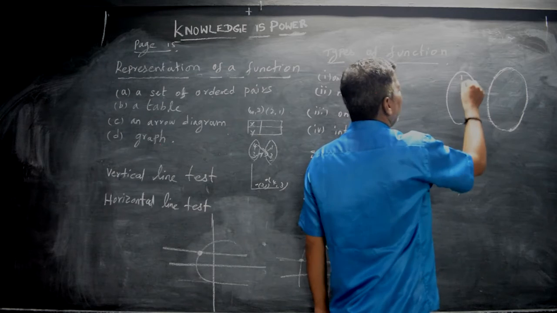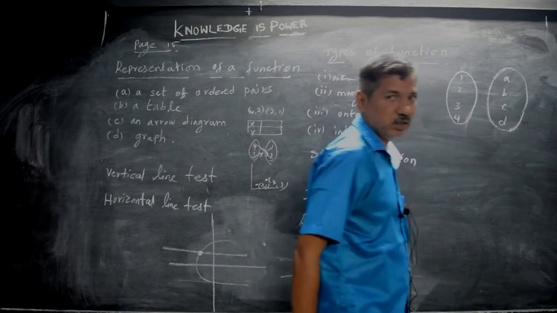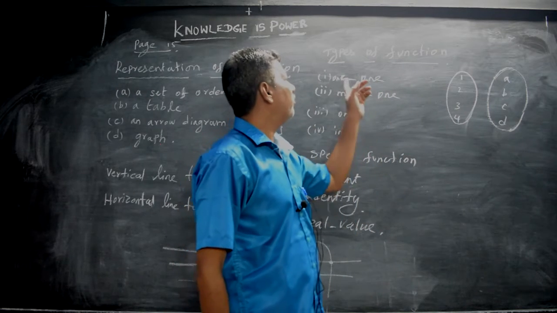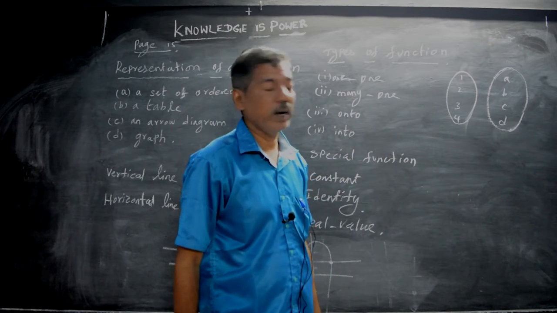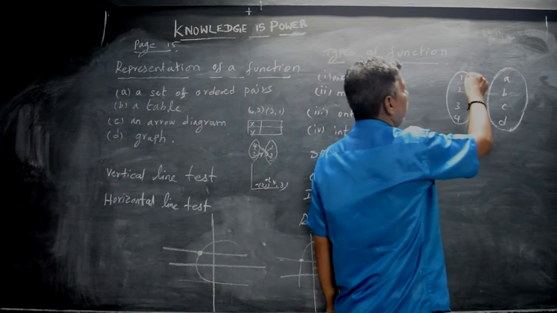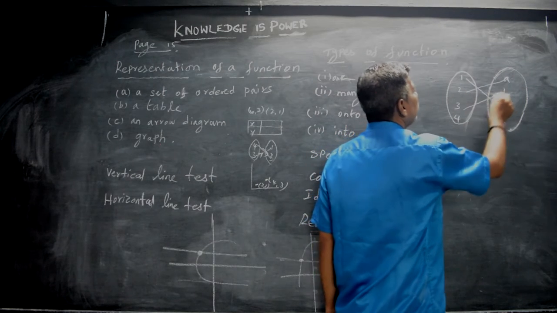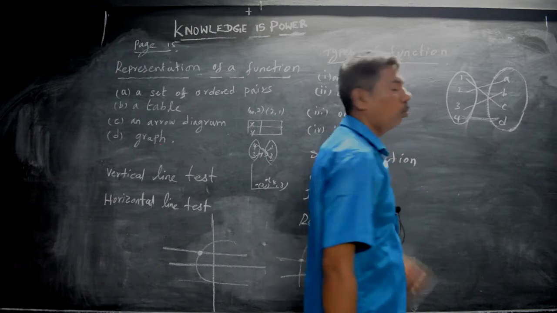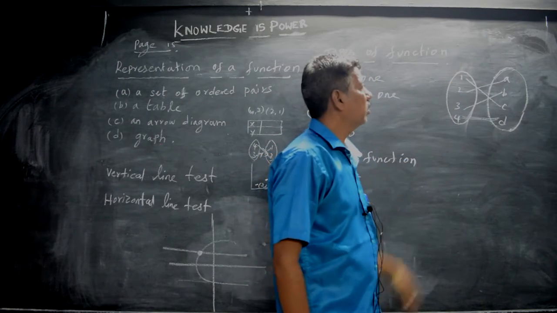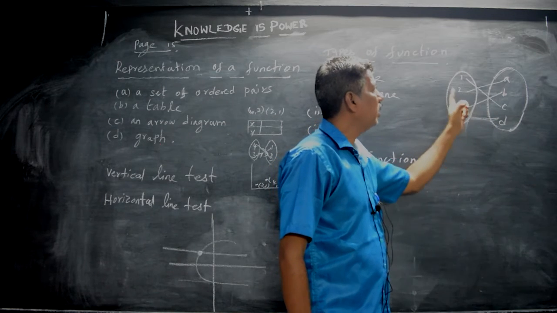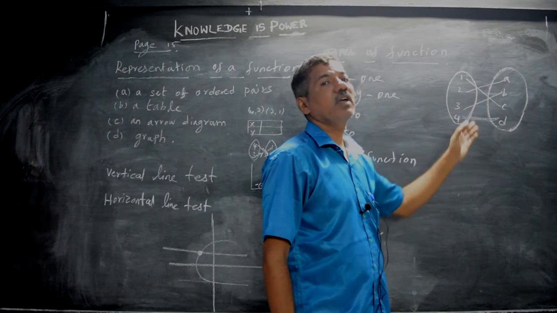So here 1, 2, 3, 4, and I have written A, B, C, D like this. So when can we call it a one-to-one function? Here I have written 1 to C, 2 to A, 3 to B, 4 to D. Whatever it is, either straight or a different arrangement, each is related to some other element: 1 comma C, 2 comma A, 3 comma B, 4 comma D. They will ask you to name the type of function.